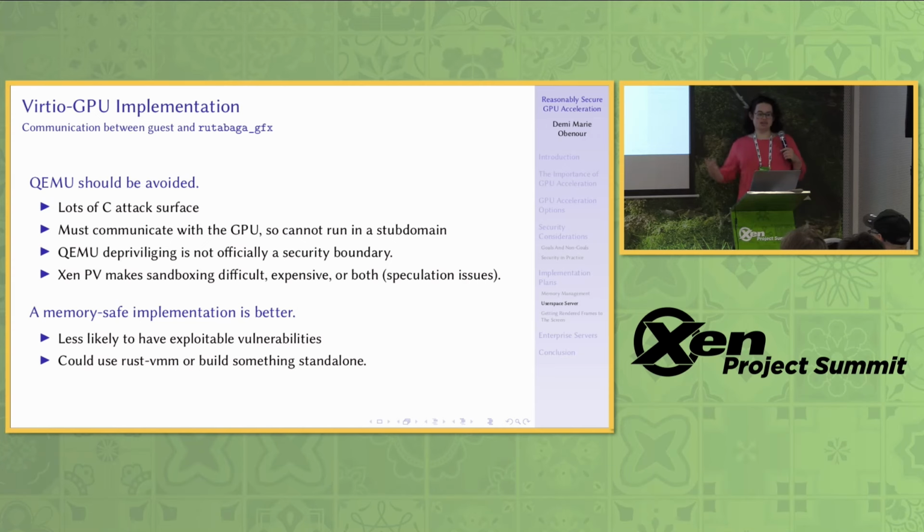QEMU can be deprivileged, but that is not officially a security boundary, even though I'm told that it was designed as one. Furthermore, Xen PV, which is what's currently used for dom0 on x86, makes sandboxing either difficult, expensive, or both because of speculation issues. If you want the details, ask Andrew.